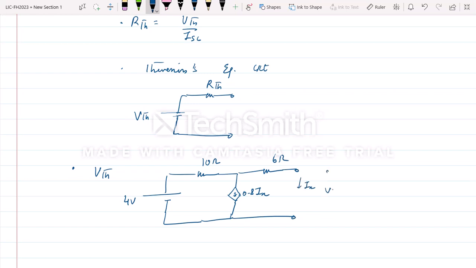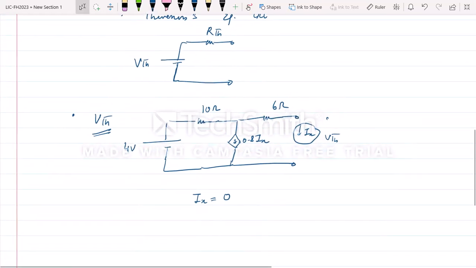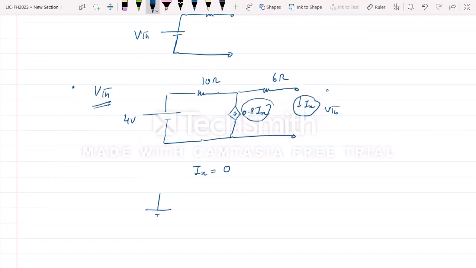The voltage is VTH. When you are finding VTH, you are opening this terminal, and thus when you open this, what is the value of IX here? It is 0. When IX is 0, that means the dependent source will also be 0, so this will be open. Now when this is open, the circuit becomes 4 volts, 10 ohms and 6 ohms directly. This gets opened.